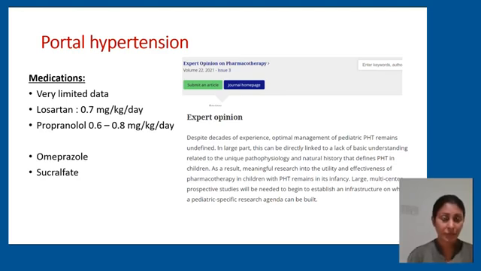Various beta blockers can be used. Most of the studies were done with propranolol. However, we have adapted adult data and now we prefer using carvedilol. Together with these portal pressure lowering drugs, we can use PPIs as well as sucralfate.